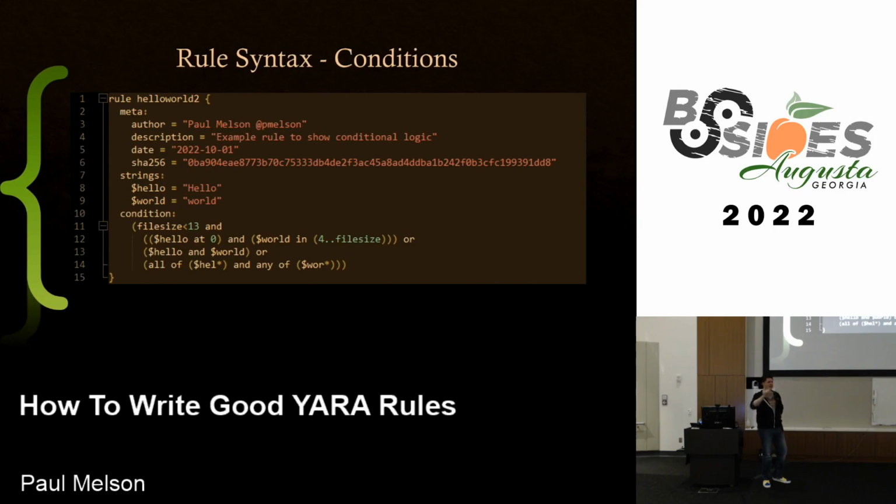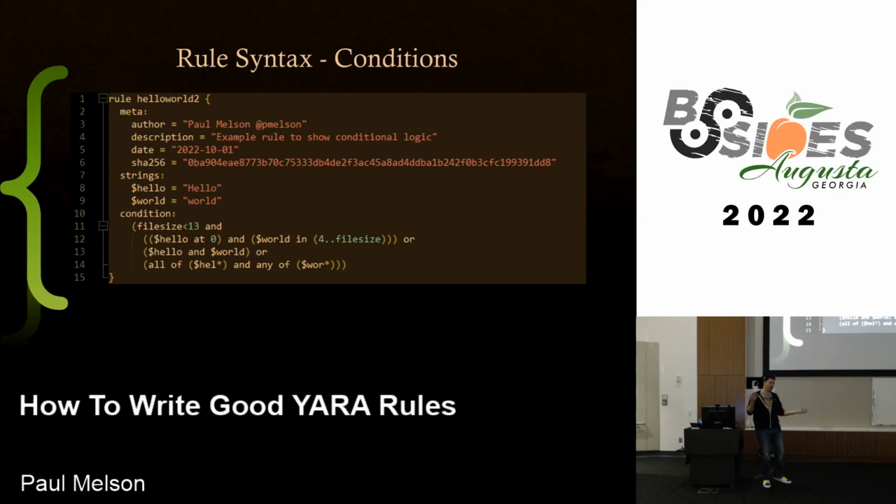So hello at position 0 and world in the range of 4 to file size. So file size just becomes a number. It's essentially an integer that is exactly the number of bytes that the file that is currently open in the rule is. But you can use it in a range. We could have said 4 to 100, 4 to 12, if we knew what it was going to be. But 4 to file size lets us access that. It just means end of file.